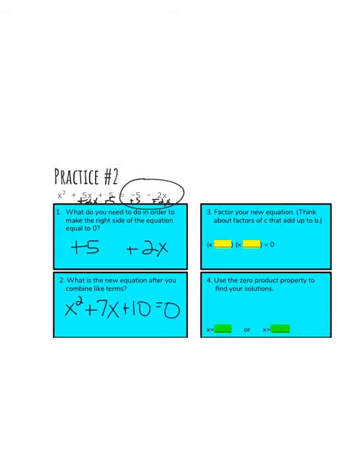So we're thinking about factors of c that add up to b. So what are some two numbers that will multiply to 10 and add up to 7? I think that's going to be 2 and 5, or 5 and 2, whatever way you want to write it. So when we use our zero product property, we have x plus 2 is 0, x plus 5 is 0. That means we have -2 and -5 when we solve those. So those are our two solutions there.